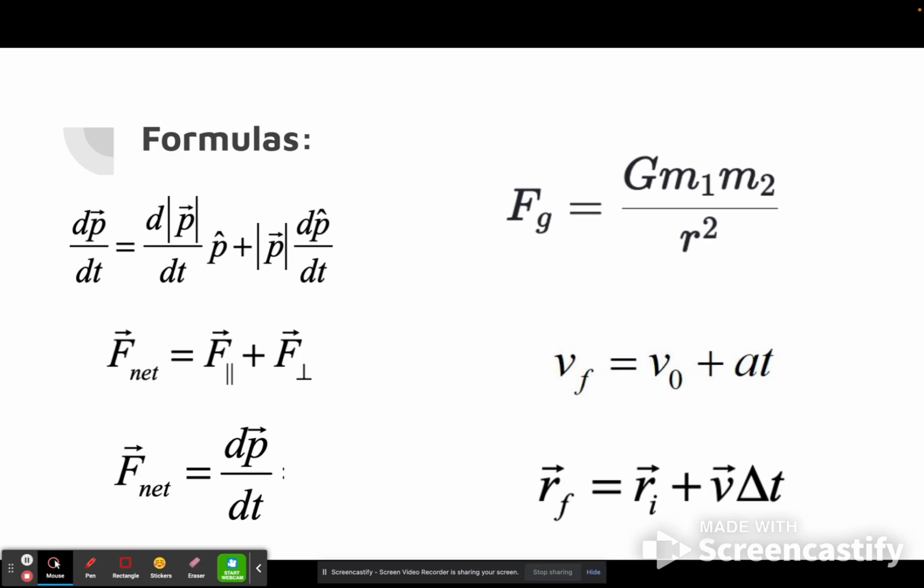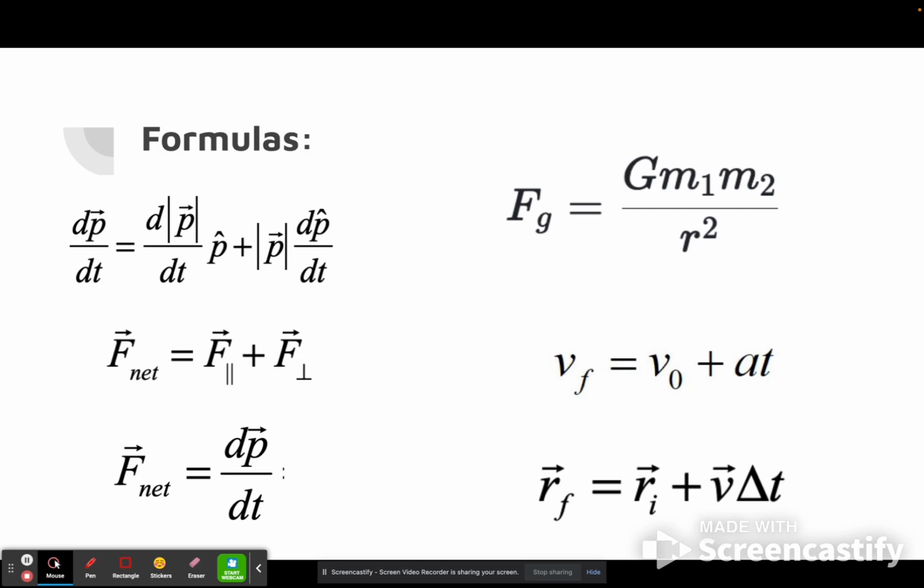Also, we use the equation for force of gravity, which will be used for Newton's law of universal gravitation. This law states that the gravitational interaction between two objects is directly proportional to their respective masses and inversely proportional to the square of the distance separating them. G in this equation is the gravitational constant, which is 6.67 times 10 to the power of negative 11 N·m²/kg². This was used to calculate the mass of the black hole.